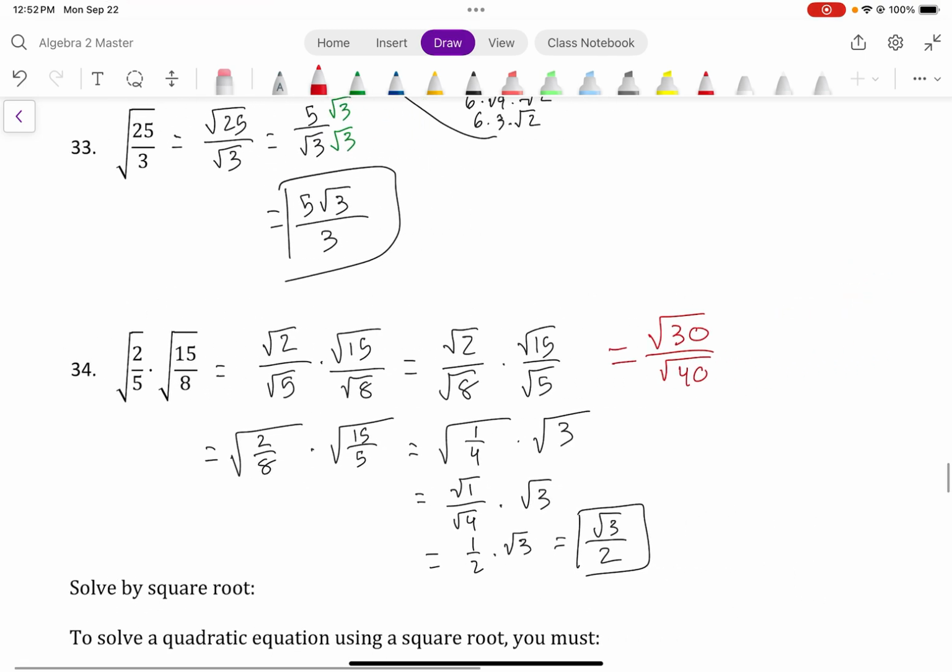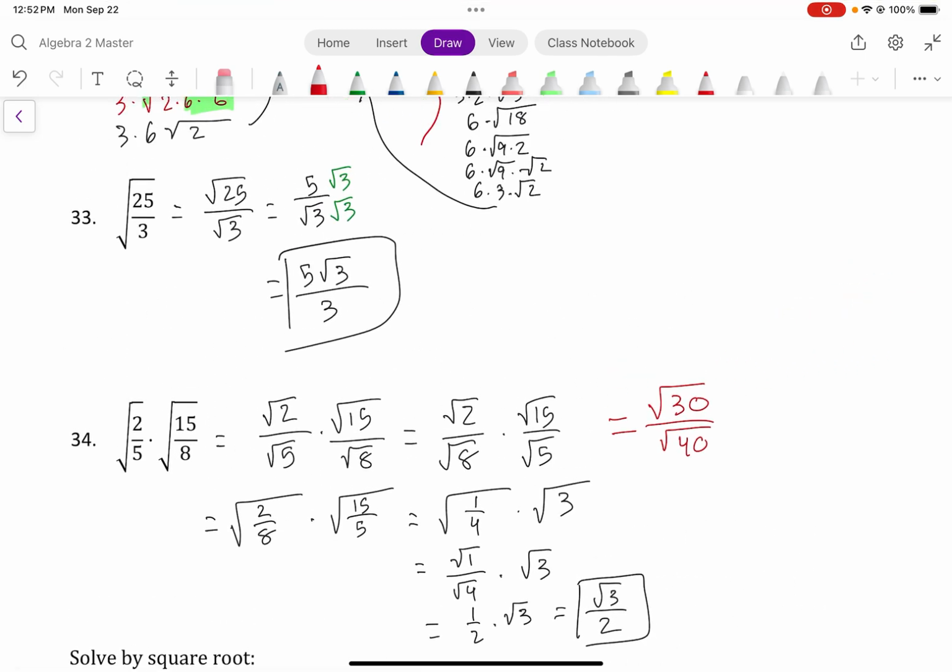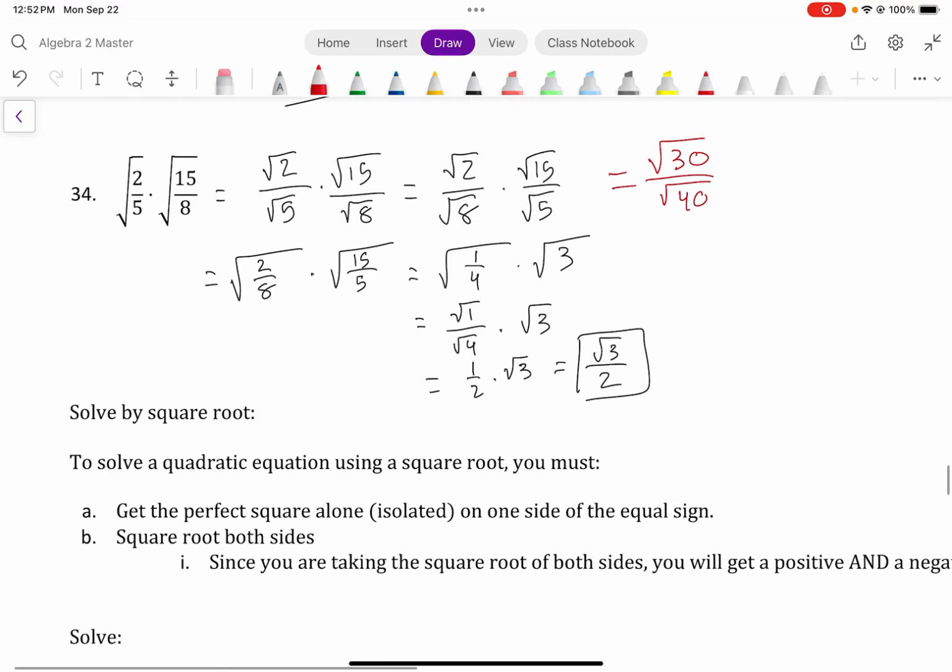Okay, so that's a quick rundown of simplifying radicals. In the next video, we'll actually get to solve by square roots.